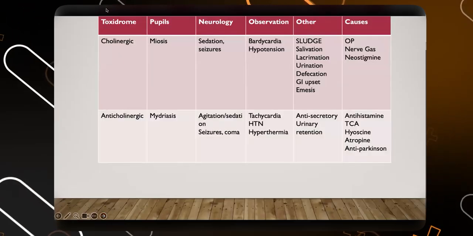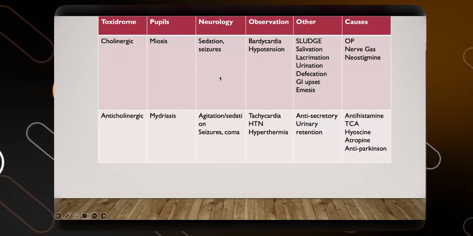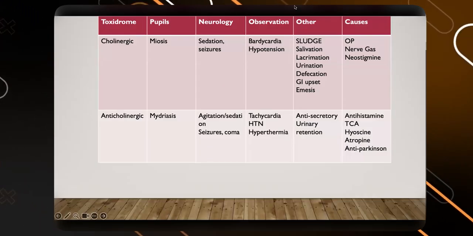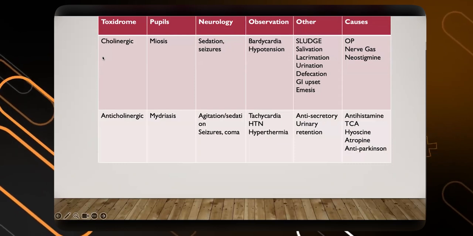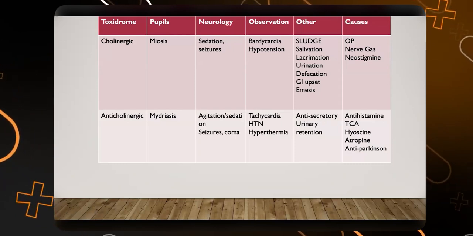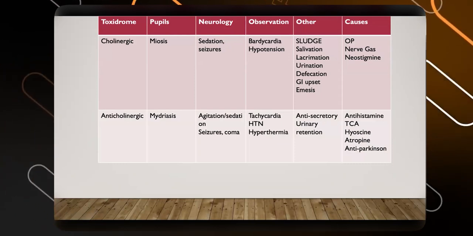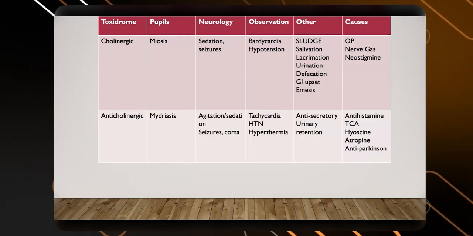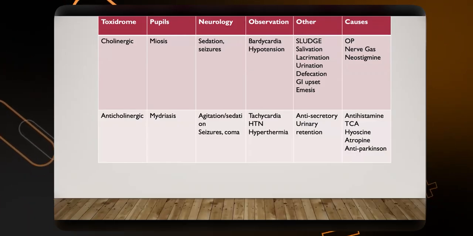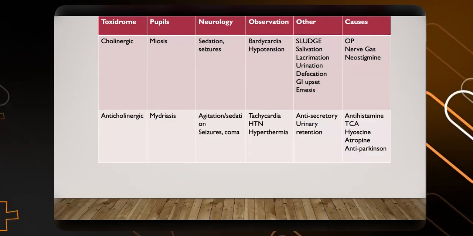Now, toxidromes. As I mentioned, a toxidrome is a typical collection of signs and symptoms that happens when certain poisons are ingested.